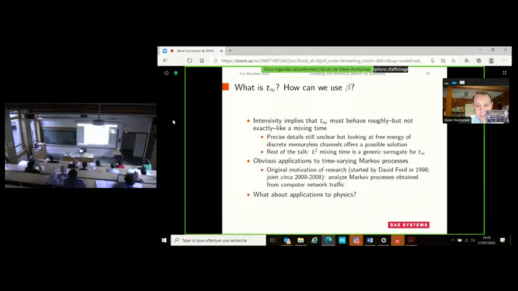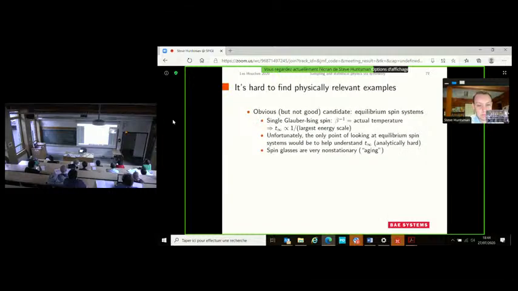But let's talk about applications to physics. Like I said, it's hard to find physically relevant examples. So the first thing you'd want to look at are equilibrium spin systems, like Glauber Ising spins. They're Markov processes, and you want to make the ansatz that beta, inverse beta, is the actual temperature, and it implies that this T infinity behaves like the reciprocal of the largest energy scale. It's fine. It's a good sanity check, but it doesn't actually tell you anything new.